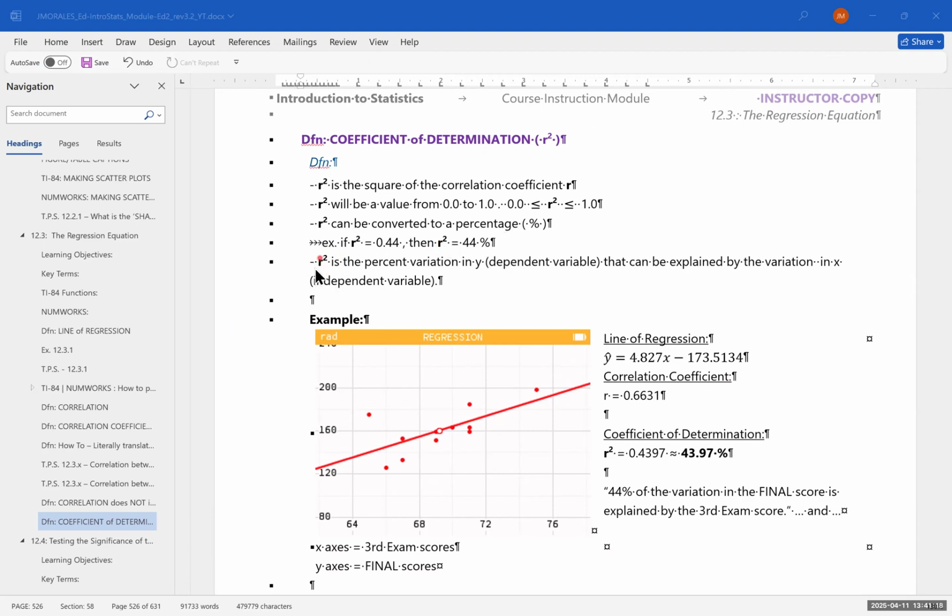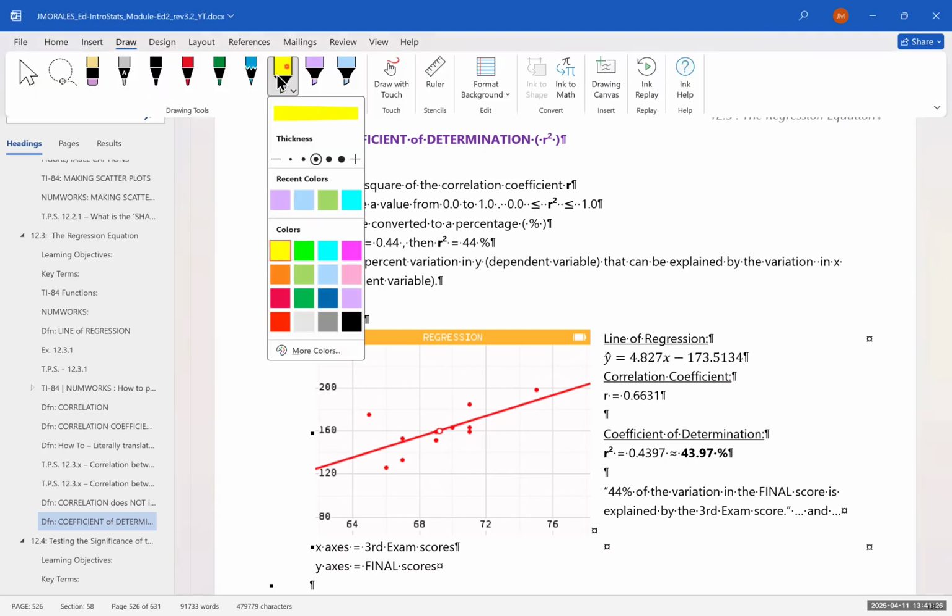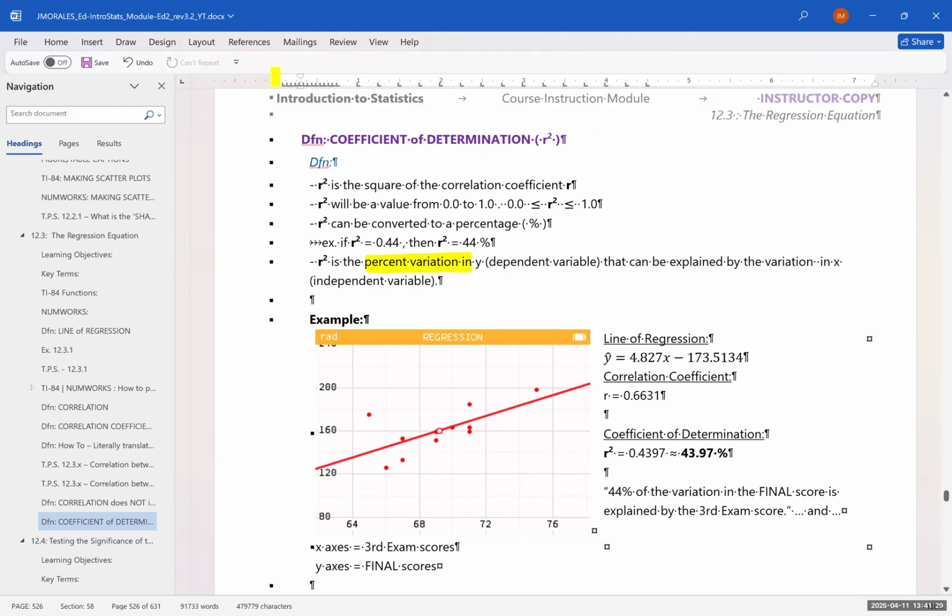Now the coefficient of determination is the percent variation. Let me bring this down. It's the percent variation in y that can be explained by the variation in x. So what that means is it's the percent by which the amount of the x variable increases is the cause for the amount that the y variable increases.